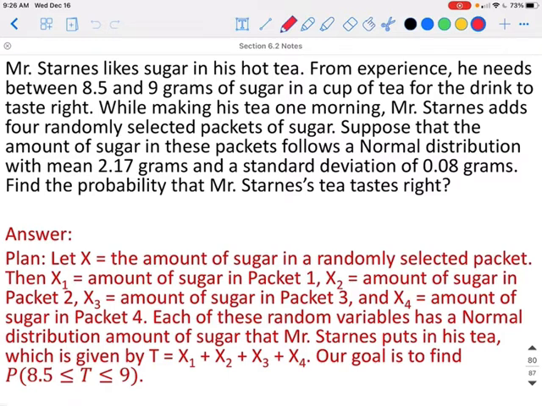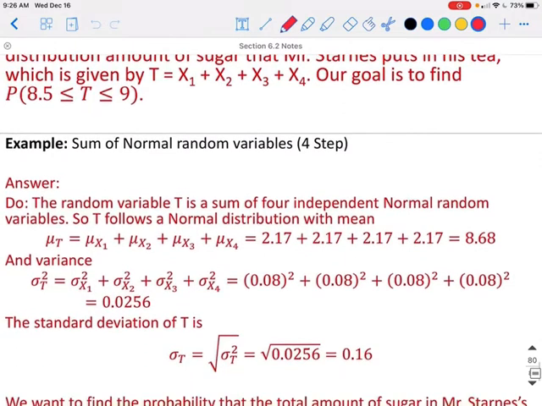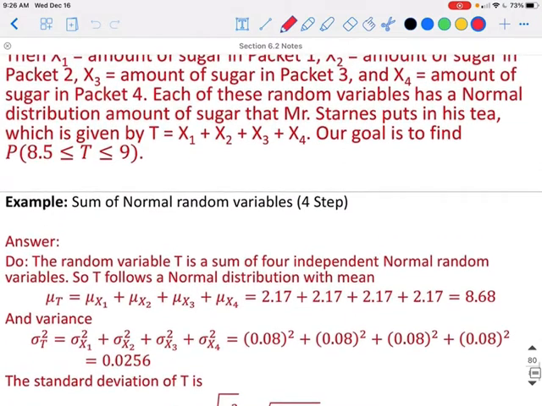So to find the total amount of sugar he's going to put in, we're just going to add those 4 random variables. And our goal is to find the probability that T, the total amount of sugar, is between 8.5 and 9 grams. Next is our do. This is where we're going to do all of our calculations. So the random variable T is the sum of 4 independent normal random variables. So T follows a normal distribution.